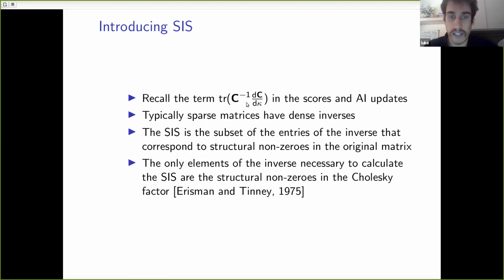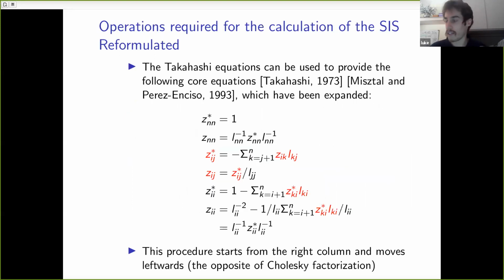The SIS is significantly cheaper to compute because there are fewer elements, and the only elements required to calculate it are the elements of the Cholesky factor, which was discovered by Erisman and Tinney in 1975. Now to actually obtain the SIS, one uses the Takahashi equations. These can be used to provide the following equations. We've put them in expanded form, so the parts in red have been expanded. You see this Z_ij star, then it's used here. These could be done in one equation, but we've expanded it to make it easier to transition to supernodal methods later.